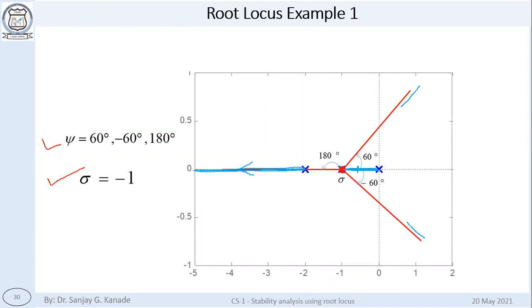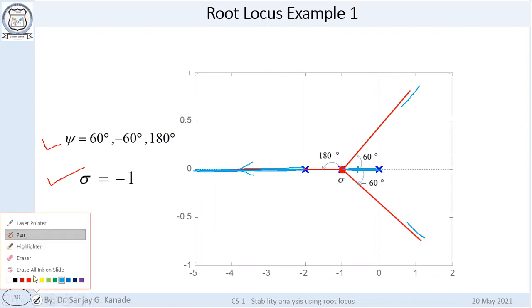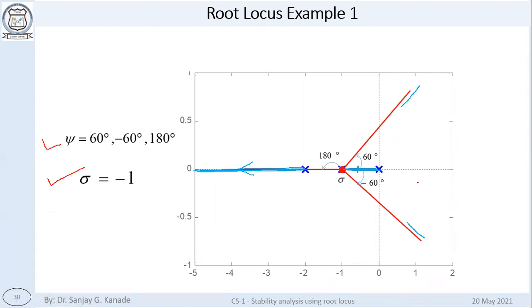Right? So this logic you have to understand. Why is the breakaway point required? Because there is a real axis locus in between two real poles, and that's why, for this real axis locus, there is a need of a breakaway point.